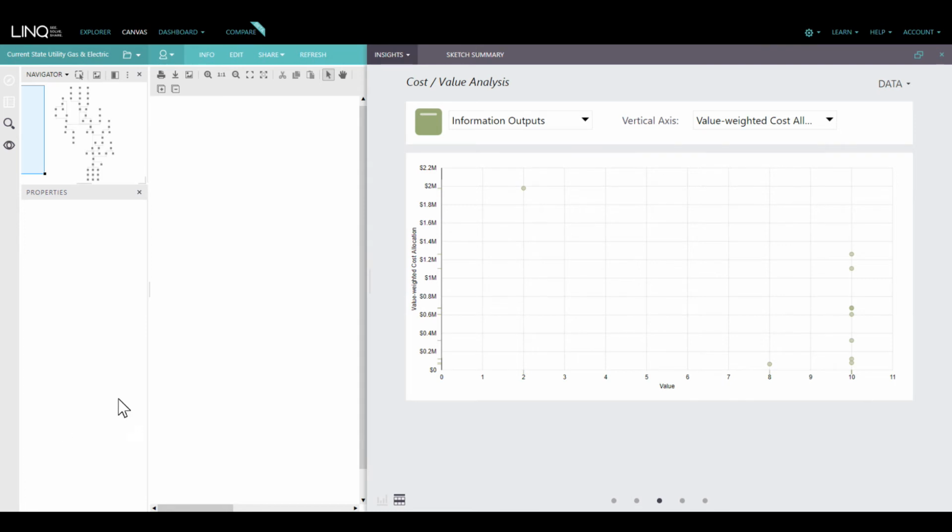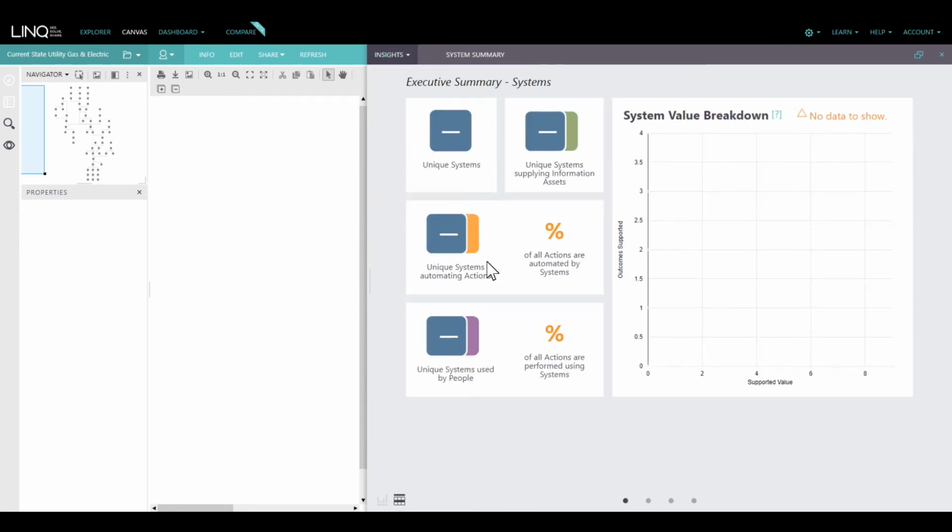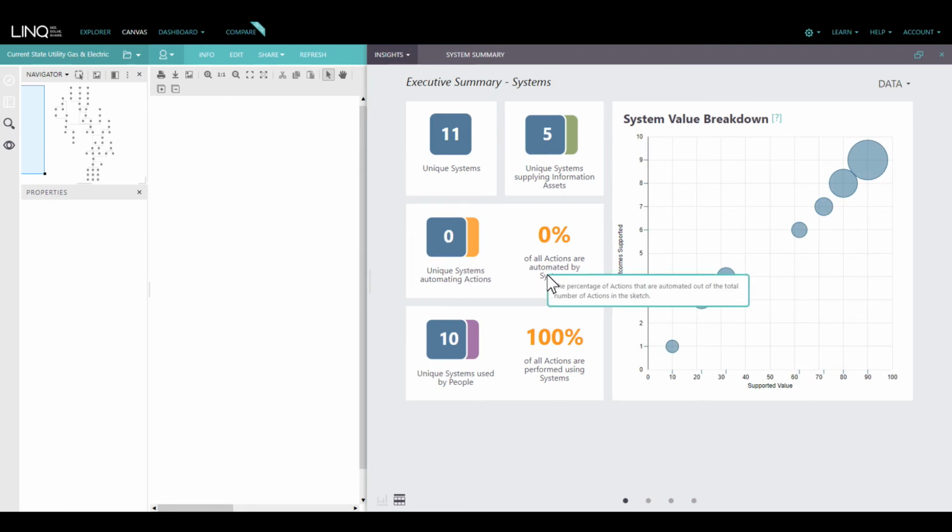Now let's look at the system summary. The initial panel shows us that we have zero automation within the model. Right away, we can see this is an opportunity to potentially streamline activities.